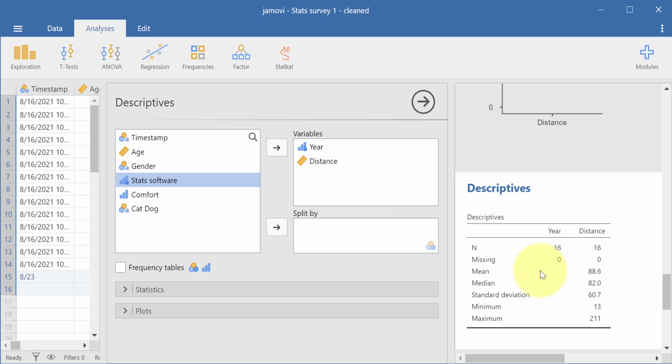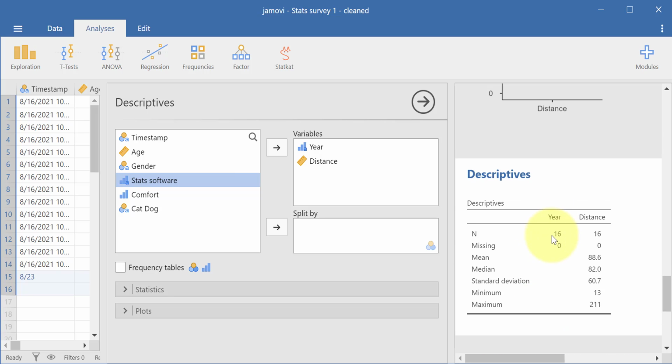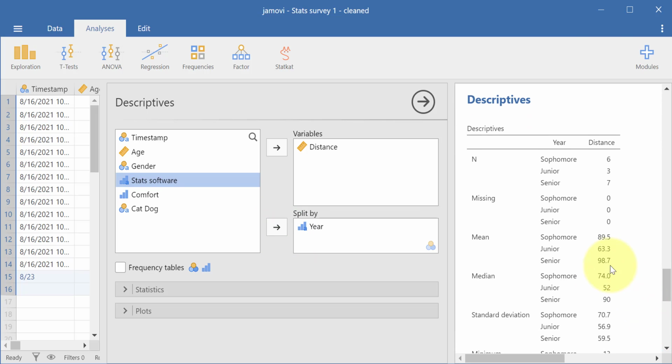So you can see here that year is not working for me. All it tells me is that I have 16 data points in there, or students in this case. I also have distance. It tells me my mean and median. One of the things that's kind of interesting that we can do is a split by. Let's see if that works.